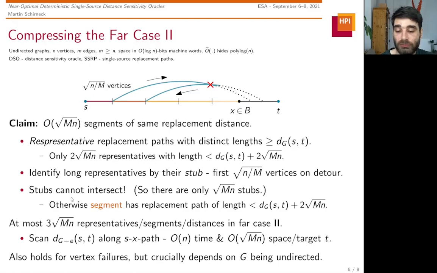There's a slight difference in that the constant factor increases from 3 to 5, but it's essentially the same argument to handle vertex failures. But the whole construction crucially depends on the underlying graph G being undirected, because we go up one stub and down the other stub in the opposite direction to create our contradiction. And indeed, this argument cannot be rectified for directed graphs. There are counterexamples to that.